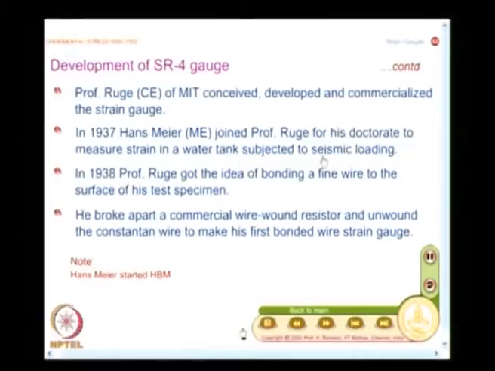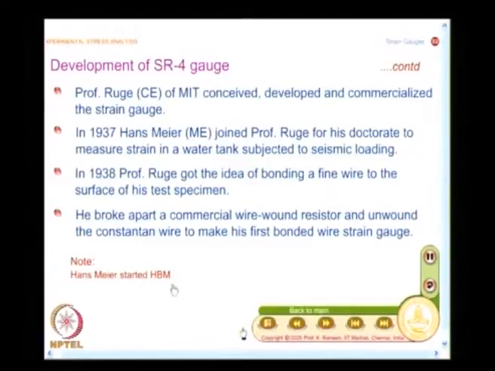And you should also know, theses are not designed on the first day when you join under a professor. If you look at how the strain gauge was developed, he joined for a particular work and the whole interest got transformed into a different work. Ruge got the idea of bonding a fine wire to the surface of the test specimen, and Hans Meyer took a commercial wire wound resistor, and they had also made a resistor made of constantan wire, and he made the first bonded wire strain gauge.